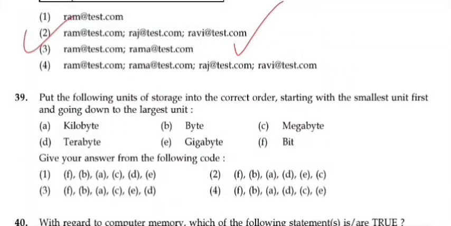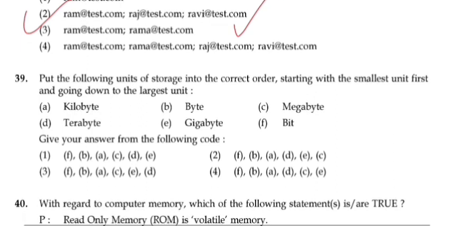39, put the following units of storage into the correct order, starting with the smallest unit first and going down to the largest unit: kilobyte, byte, megabyte, terabyte, gigabyte, bit. You must be familiar with it. Kilobyte, KB, byte, megabyte, MB, terabyte, TB, gigabyte, GB, then bit. So these are the options. Let me not read it. Let me give you the correct option. It will be number 3.